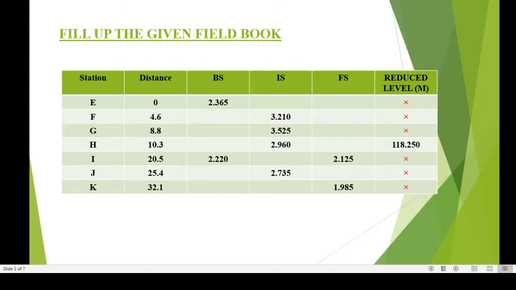Now here we can see that there are 7 stations, E to K: E, F, G, H, I, J, K, and the distance between each of the stations is given. The readings from the dumpy level, that is BS, IS, FS, are given, and the reduced level for station H is given. We need to find out the reduced levels of the other 6 stations. So let us see how we can find them.